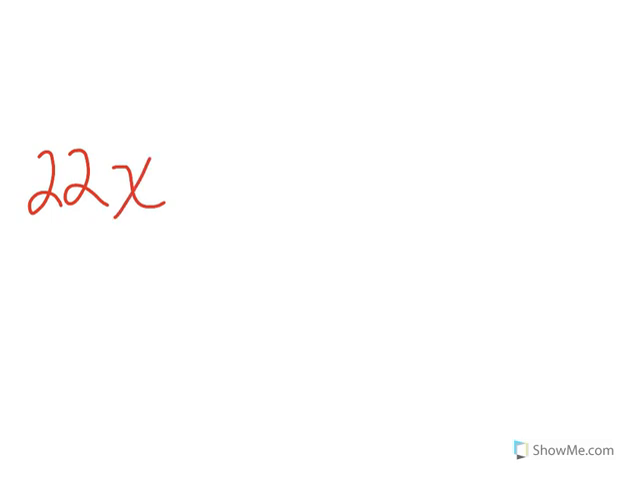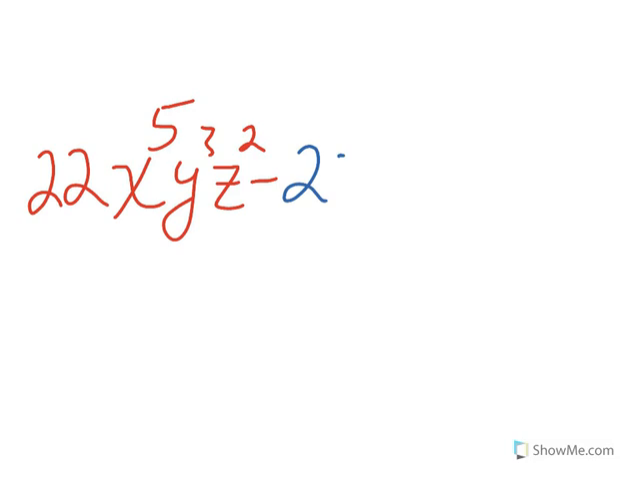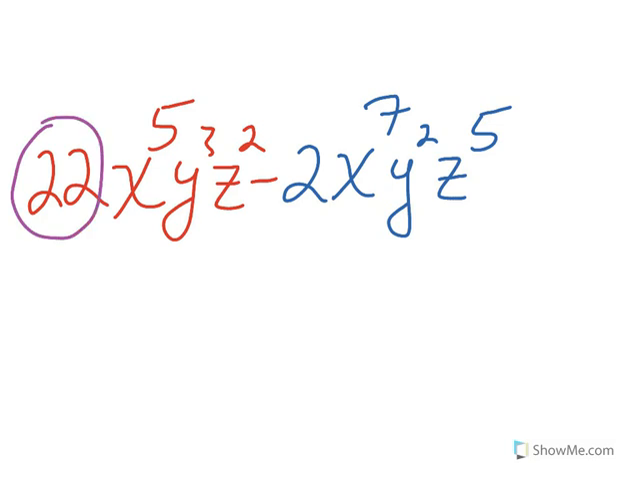22x to the 5th, y to the 3rd, z squared minus 2x to the 7, y squared, z to the 5th. So here with these just two terms, all I'm going to look at is each number and say, what's the biggest number that goes into both?